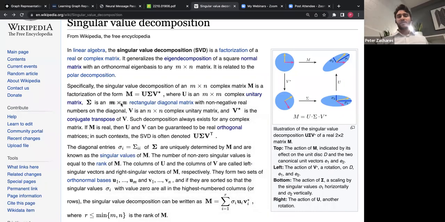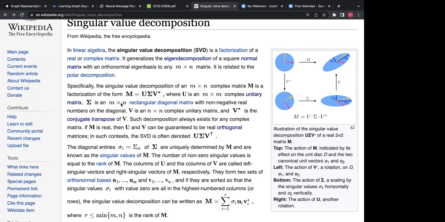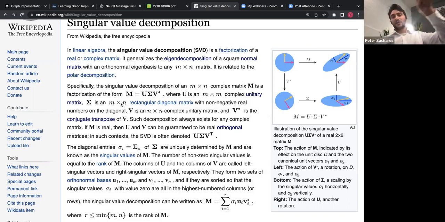Yeah, I had the same question: how can you have a rectangular diagonal matrix? I think it just means that the maximum rank of a matrix can be the number of columns it has. So you pad it with zeros. You'll never have more than that.